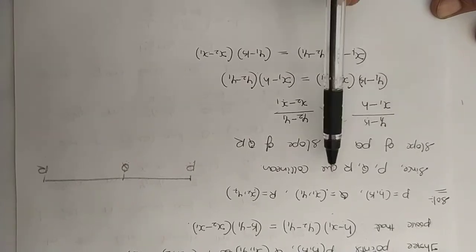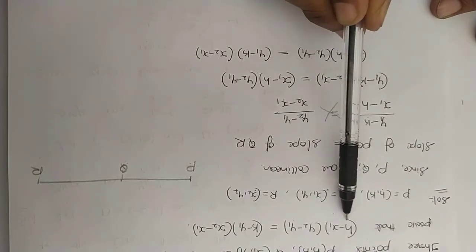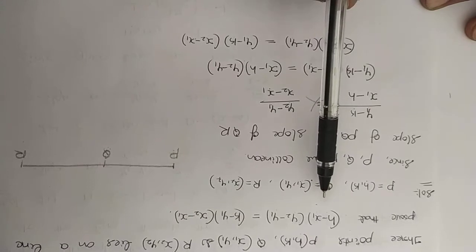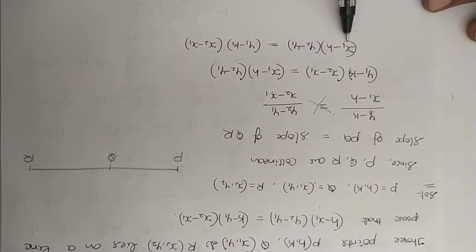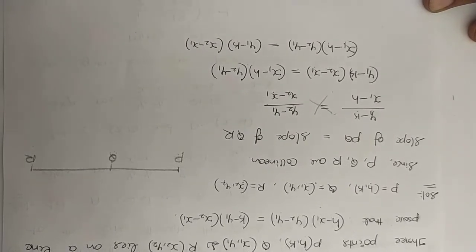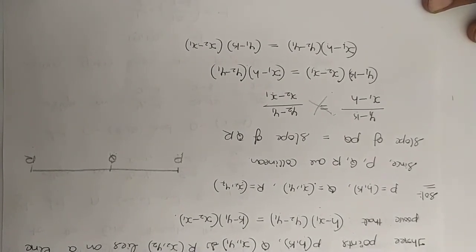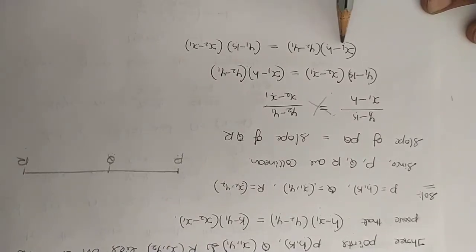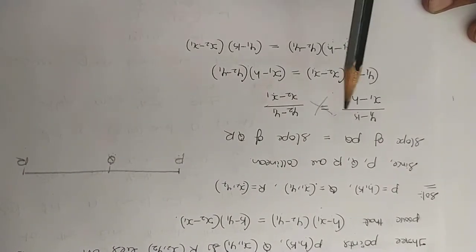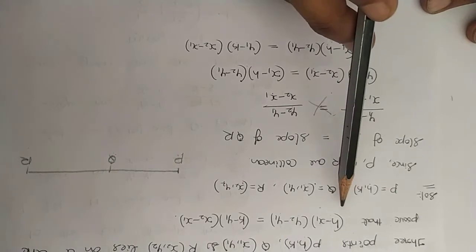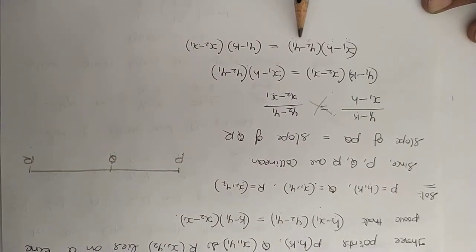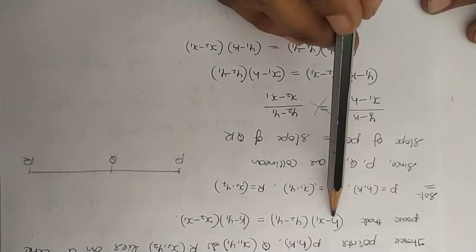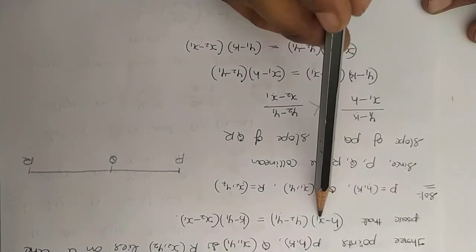But what we need to prove? h minus x1 we need. You see the question. In the question we will have h minus x1. Here we will have x1 minus h. I want h minus x1, because we need to prove that h minus x1 into y2 minus y1. y2 minus y1 is already there, but I want h minus x1.